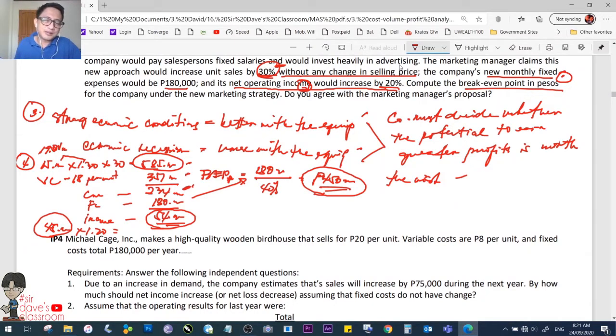So, when it comes to income, yes, the return is higher, but the risk is also higher. The higher the return, the higher the risk. That is our response to number 4.